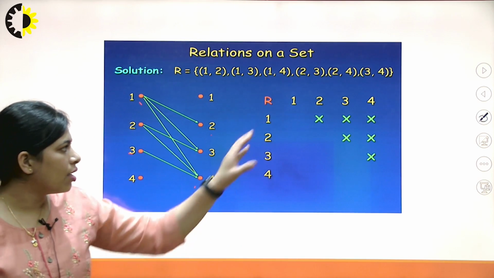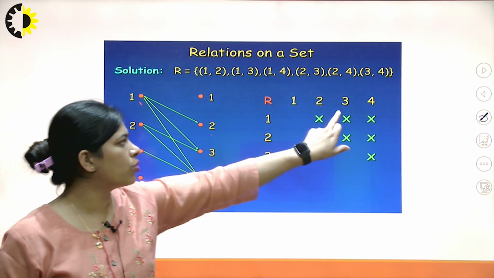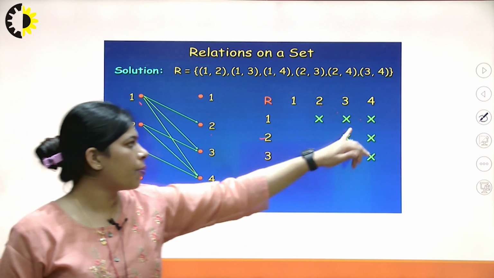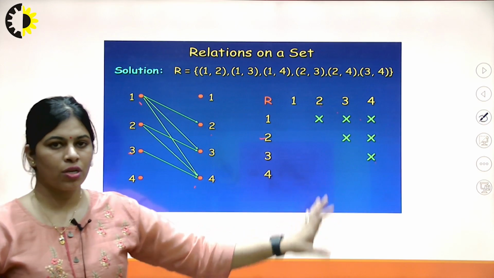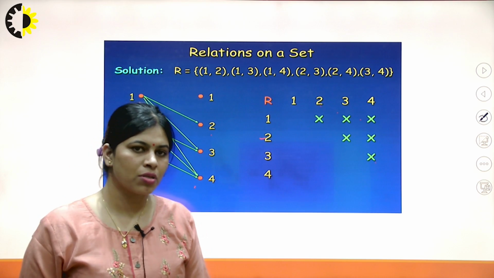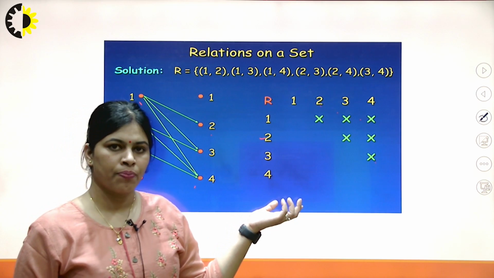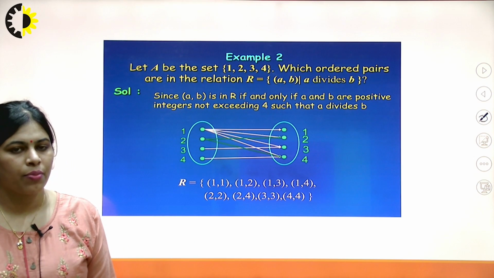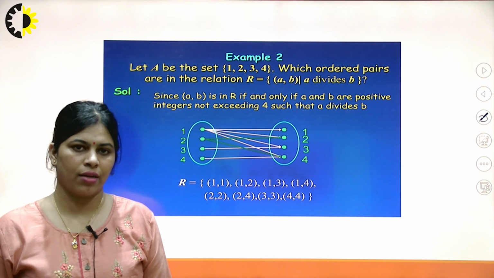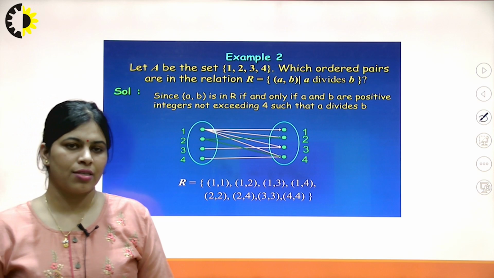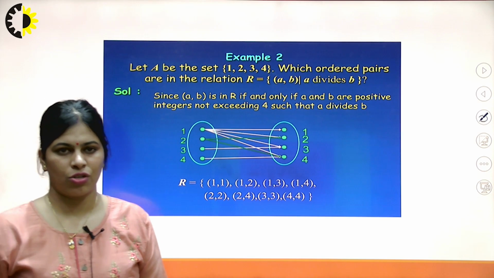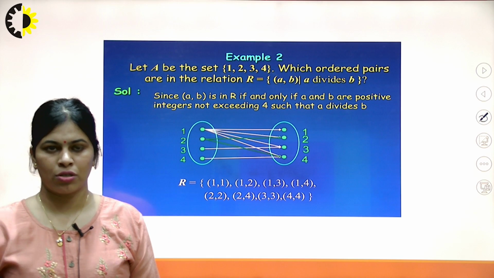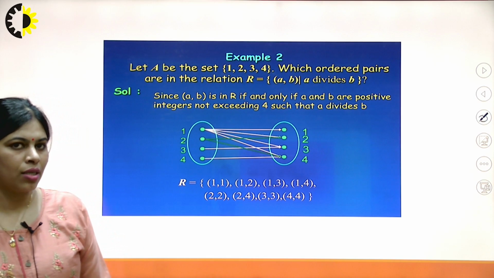So here the relation is: 1 can be paired with 2, 3, 4, and 2 can be paired with 3 and 4 also, and 3 can be paired with 4, and 4 is not pairing with anyone else because there is no number which is more than 4. So here I am taking another example. There are so many examples behind relations so that you may understand properly what is the meaning of a relation and what operations are done during the relation concept. So this is another example.